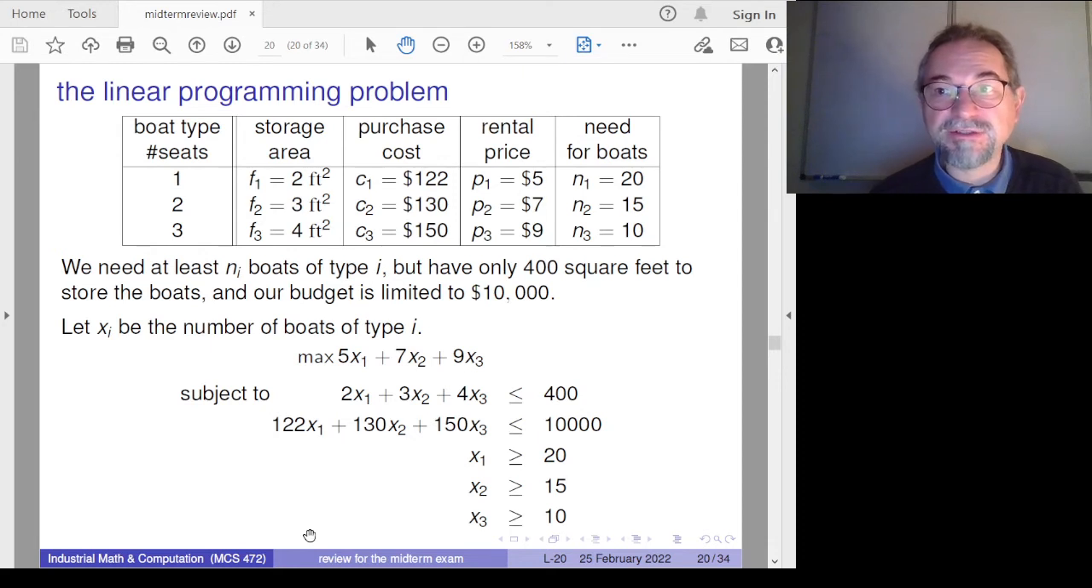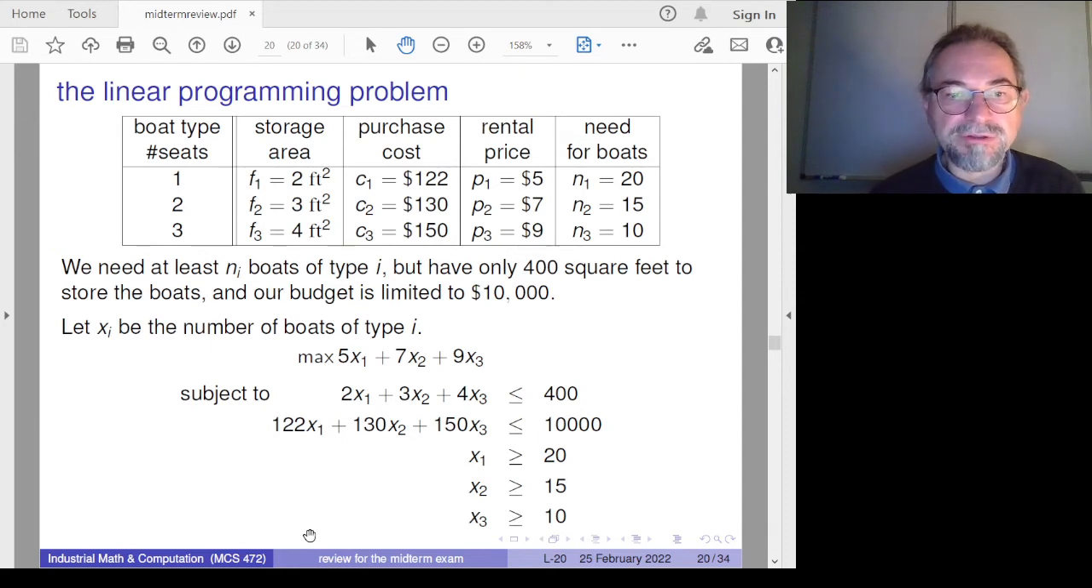This is actually an integer problem, but it will turn out that we can solve this with linear programming with continuous variables. So x1, x2, x3 will be the number of boats of each type, and if there are fractions, we will round down, or perhaps round up if we can afford it with the storage and the constraints.